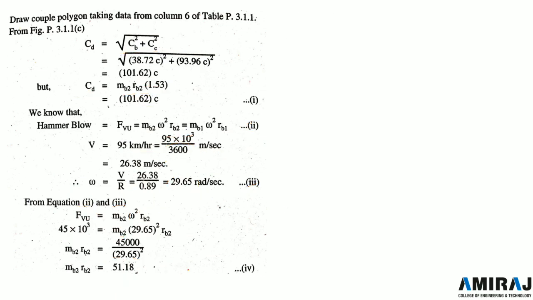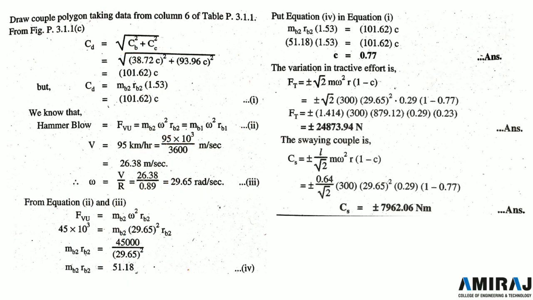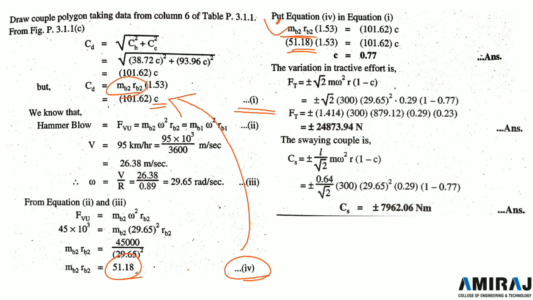So this is equal to this. If we put the value of equation number 4 into equation number 1, we will get MB RB as equal to MB RB. We know the value 51.18, so we will put over here in this equation, and we will get the value of C. That is our first answer, that is the fraction C.